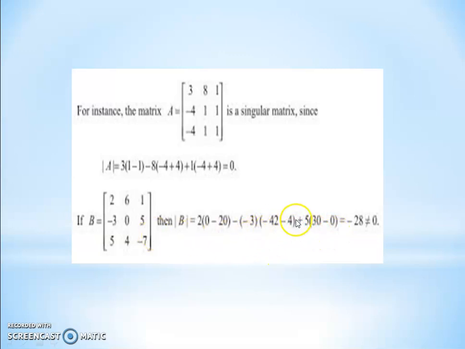Now we simplify. Minus 20 plus 2, it is minus 40. Minus plus 3: minus 42 minus 4, it is minus 46. And plus 3, 5 3s are 150. Simplifying, we derive the final answer, minus 28. But minus 28 is not equal to 0. So that's why the given matrix is a non-singular matrix. And the above matrix is a singular matrix because its determinant is 0.